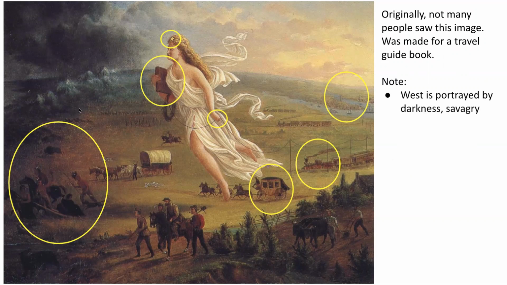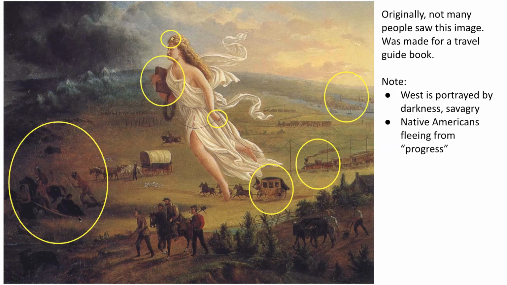So note that the West is portrayed as dark and foreboding. It's full of savagery, and that sort of thing. So she is coming through as this angel of light to bring progress to these savage lands. Note the use of light is pretty impressive here, that the East is the land of light and the West is the land of darkness.